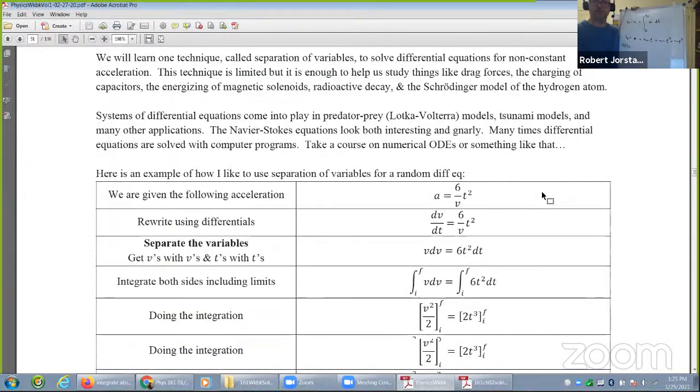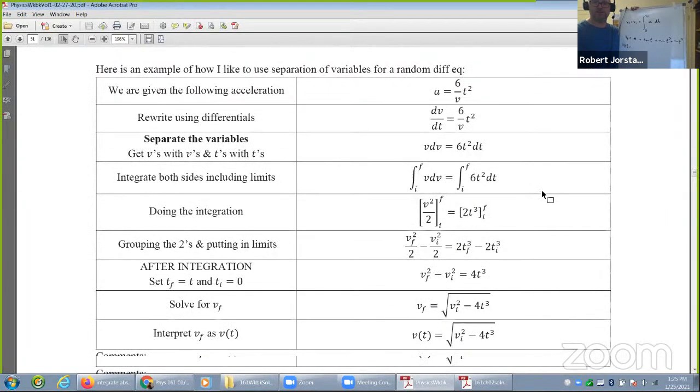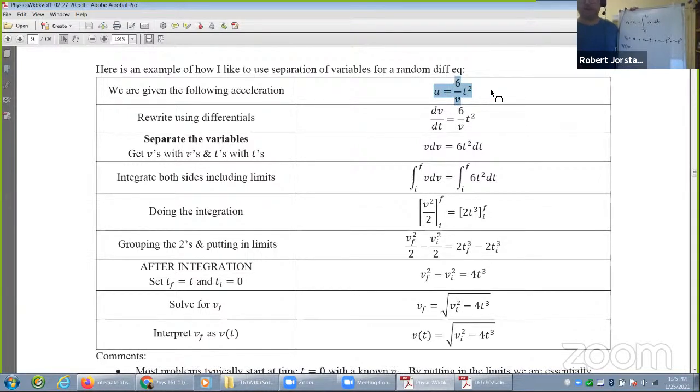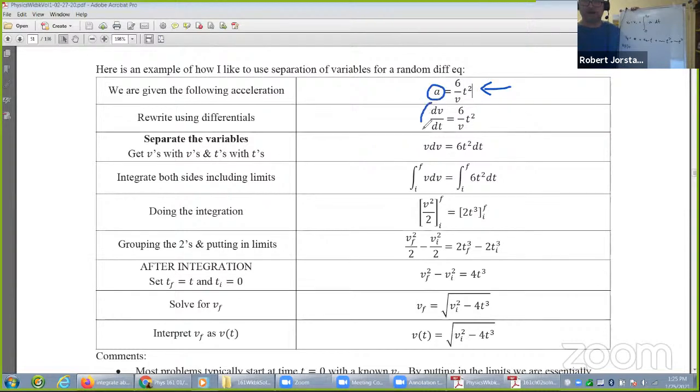Here is a more challenging differential equation. So let's say for some reason the acceleration is supposed to obey this ugly equation up here, this nasty thing. The trick is first rewrite the A. A is always defined by the time rate of change in velocity. Now, this is an important step.